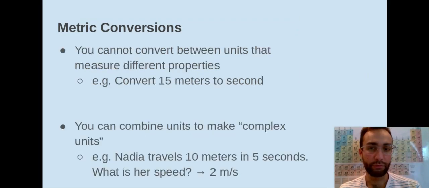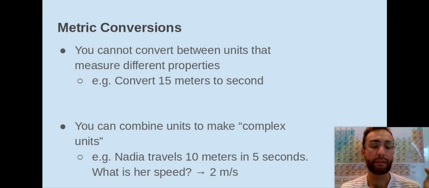So a couple of rules. You cannot convert between units that measure different properties. So I cannot convert meters to seconds. They measure two different things. I can, however, combine units to make a complex unit. So like speed would be a complex unit. If someone travels 10 meters in 5 seconds, what is Nadia's speed? Distance divided by time, I would get 2 meters per second. I combined the units there to make a complex unit, meters per second, which is speed.